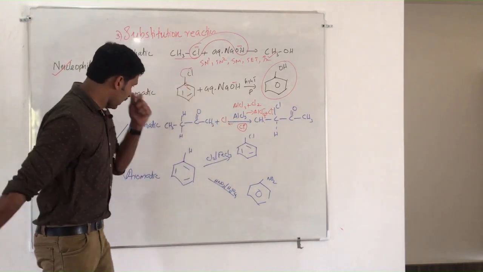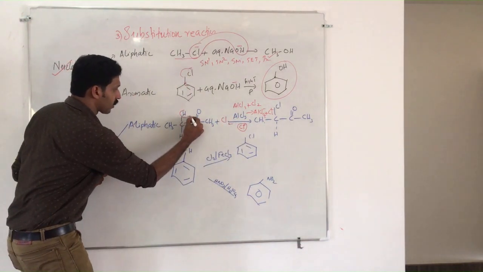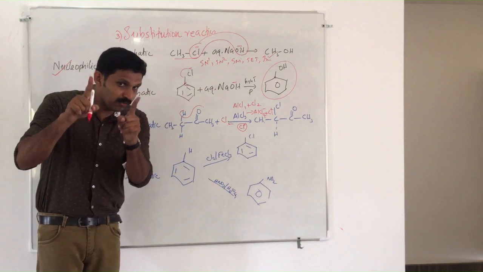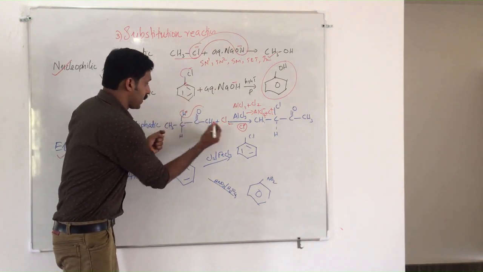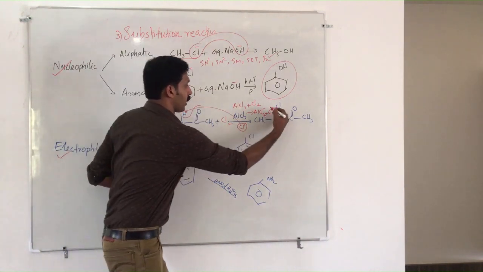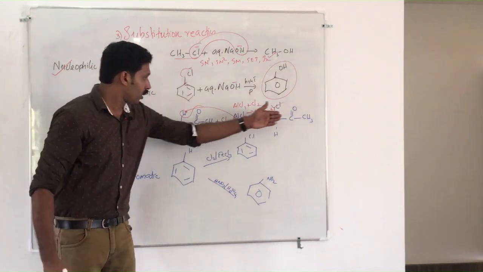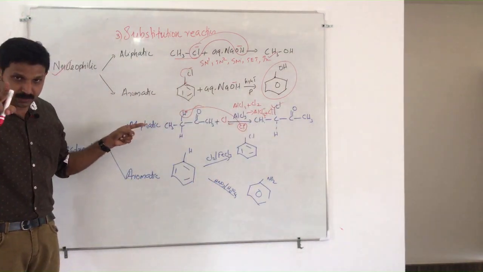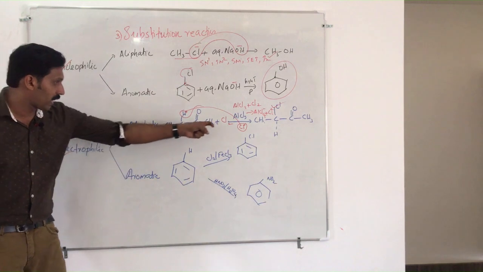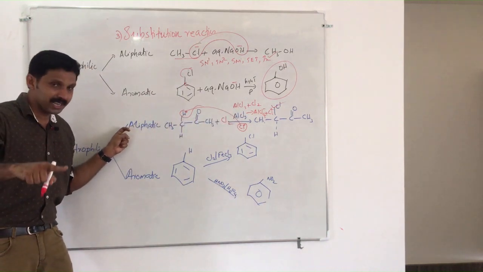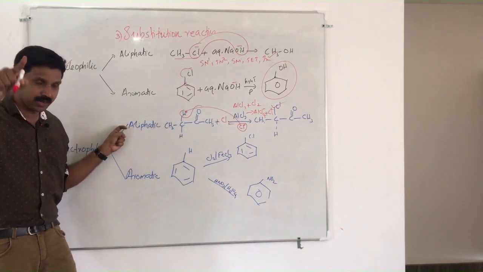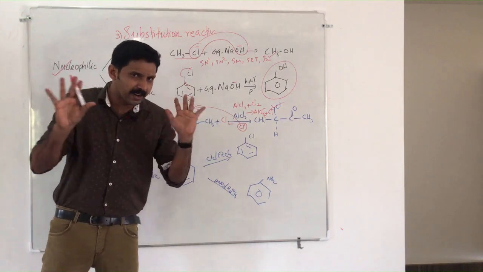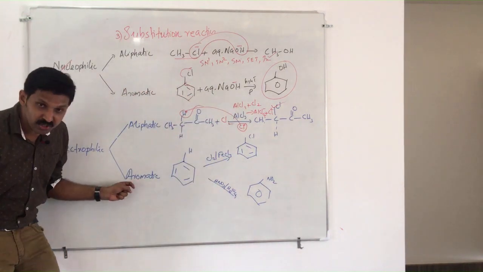That Cl plus replaces one of the hydrogens from here. Hydrogen has a plus charge, therefore H plus is replaced by Cl plus, and you will get the answer. Therefore, this is again an electrophilic substitution reaction. Since it happens on an aliphatic compound, we can call it an aliphatic electrophilic substitution reaction. This reaction is also very rare.